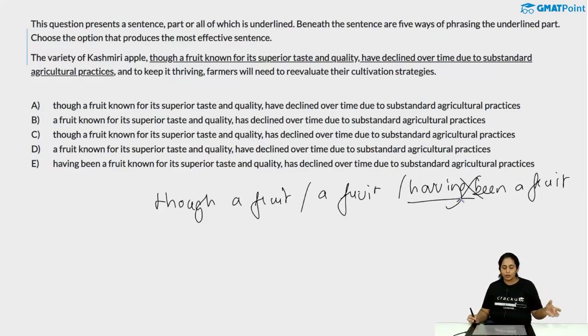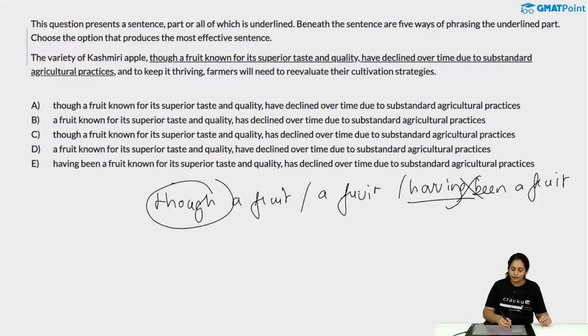Similarly, between though a fruit or just simply a fruit, just a fruit should do. Though is used whenever you are introducing a contradiction, but there is no contradiction over here. The Kashmiri apple is a fruit known for its superior taste, but its variety has declined. The apple itself has not declined in quality. So though it is known for superior taste and quality, its variety has declined over time. The contradiction is not there, and if the contradiction is not there, the usage of though is incorrect.